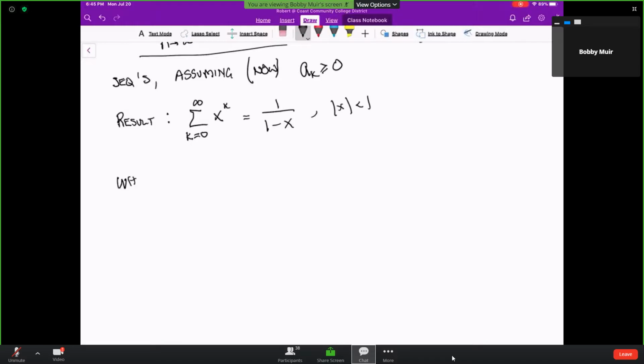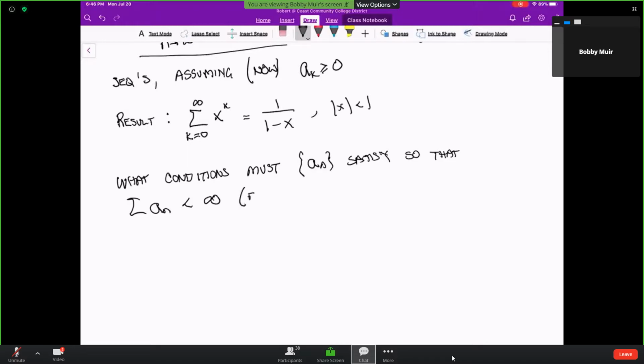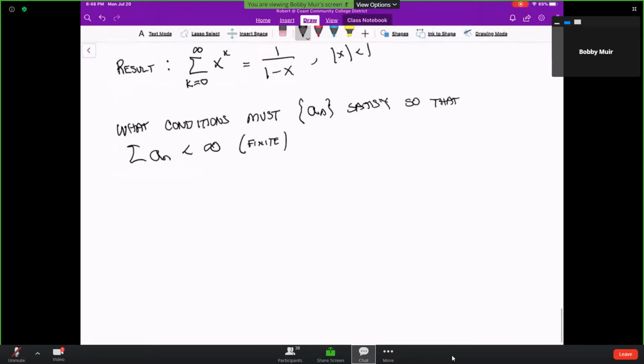And so we start thinking about things like, what conditions must the sequence a sub n satisfy so that the infinite sum of the a sub n adds up to something? Less than infinity means finite.